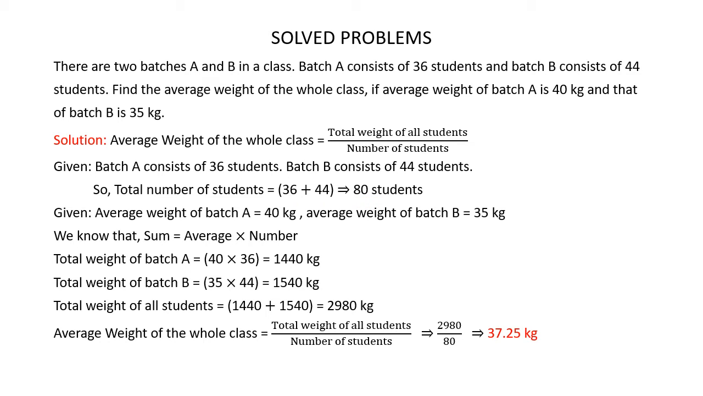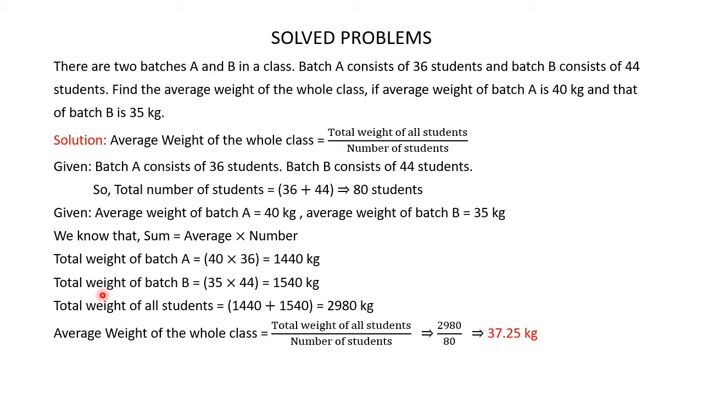Also, it's given that the average weight of batch A is 40 kgs and average weight of batch B is 35 kgs. Now we know that sum is equal to average multiplied by number. So total weight of batch A is equal to the average weight of batch A multiplied by the number of students in batch A, which is 40 multiplied by 36, which is 1440 kgs.